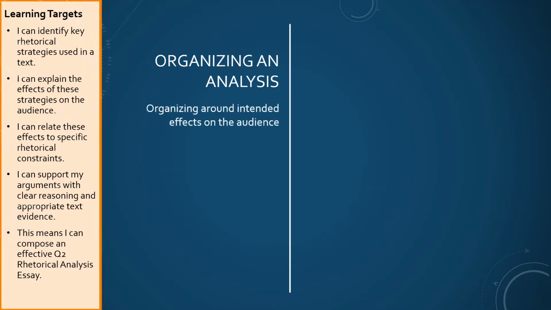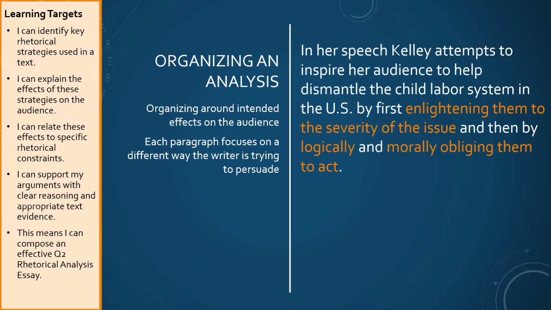Let's take a look now at how an essay might be organized around the intended effects of various rhetorical strategies on the audience. This is where each body paragraph focuses on a different way the writer is trying to persuade the audience. So here's a thesis statement for that kind of essay. In her speech, Kelly attempts to inspire her audience to help dismantle the child labor system in the U.S. by first enlightening them to the severity of the issue, and then by logically and morally obliging them to act. Here, our outline might look something like this.